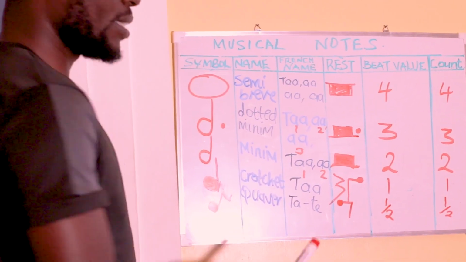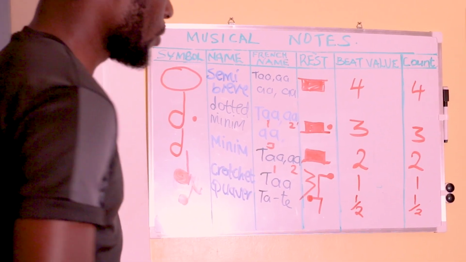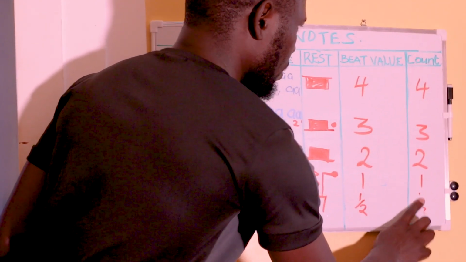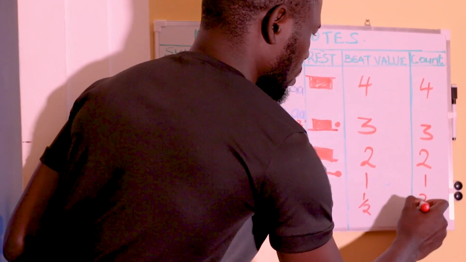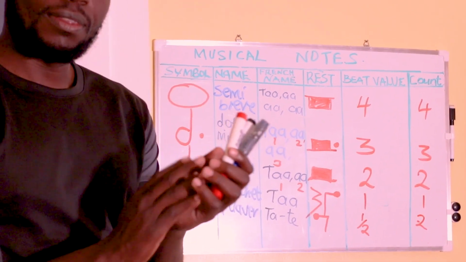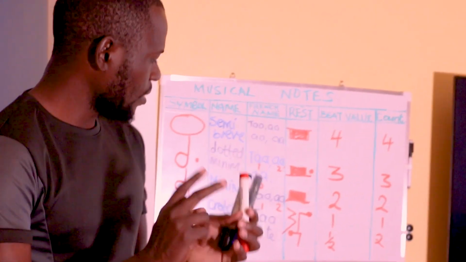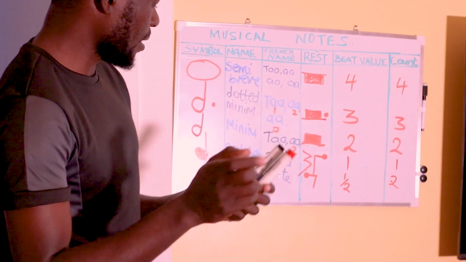So how are we getting this? This is just 2 short beats, where the count will be 2, because they are short beats. 2 short beats, where we have tate, tate, tate. Those are 2 short beats.